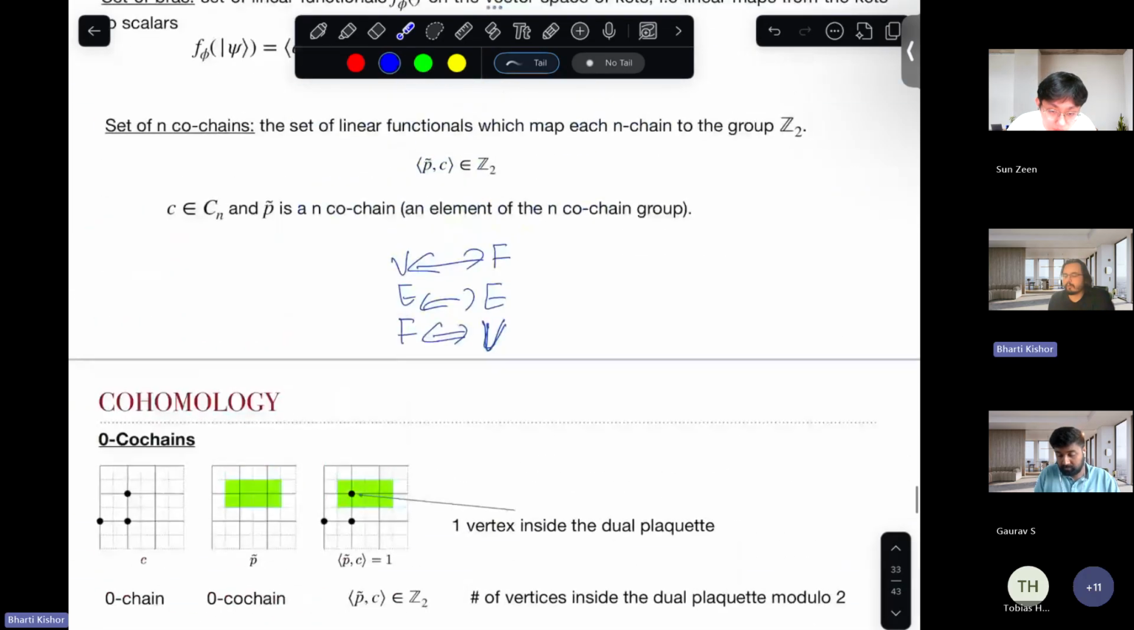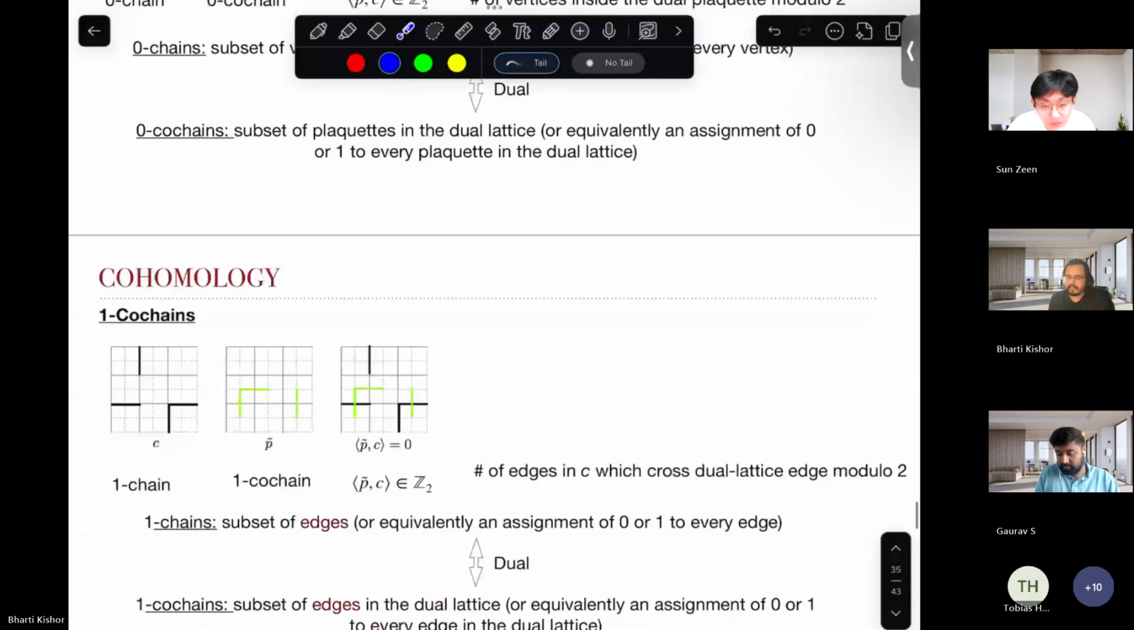But for one co-chain, you can talk about edges because in the dual lattice, edges get mapped to edges. So I have one chain, I have one co-chain. In this case, we will count how many times they have overlap, which means how many times they intersect. And then you have to just add that modulo 2. So they intersect at 2 places. So 2 modulo 2 is 0. So their inner product is 0. So in this way, you can calculate the inner product.